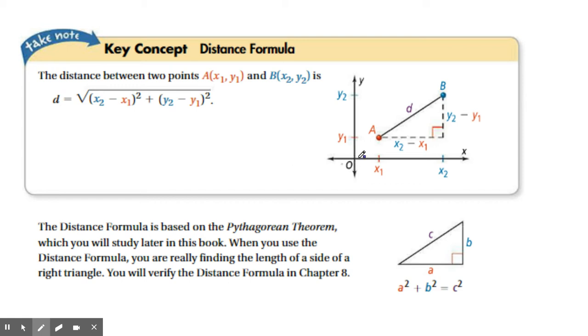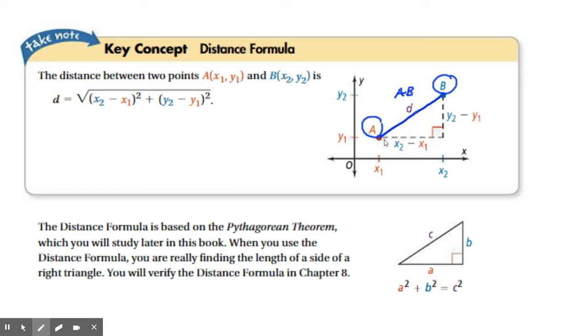So let's take a look at this picture here. So here is point A, and here is point B. So this segment, that is the segment we're trying to find the length of, or the distance. You could also call it D, or you could call it AB without the bar. If you remember from our section 1.3 on segments, if you have AB with no bar, that means the length of segment AB. So however you want to think about it.